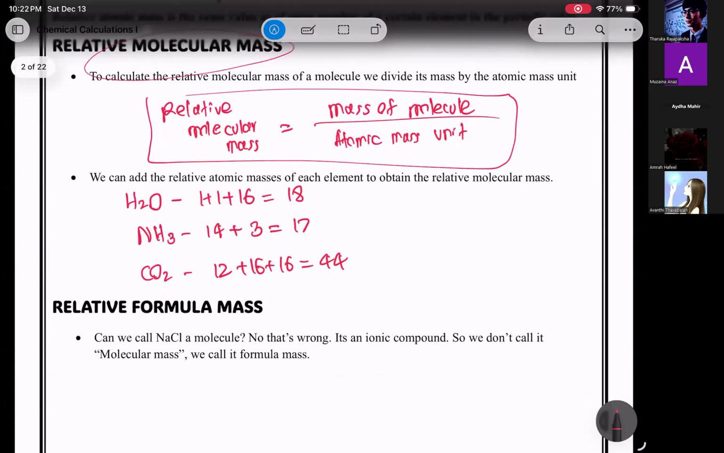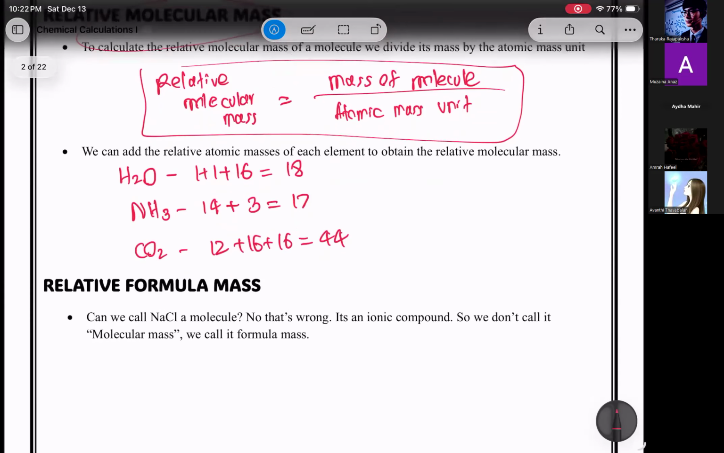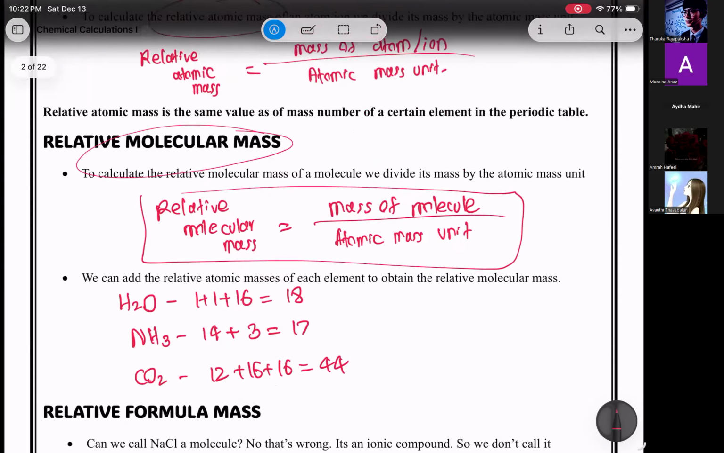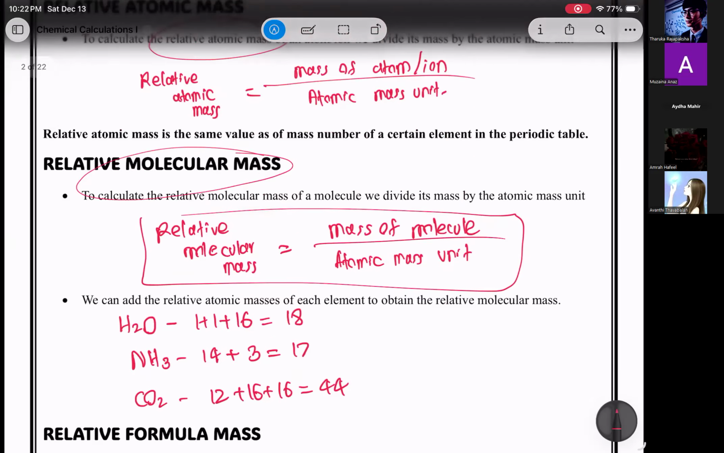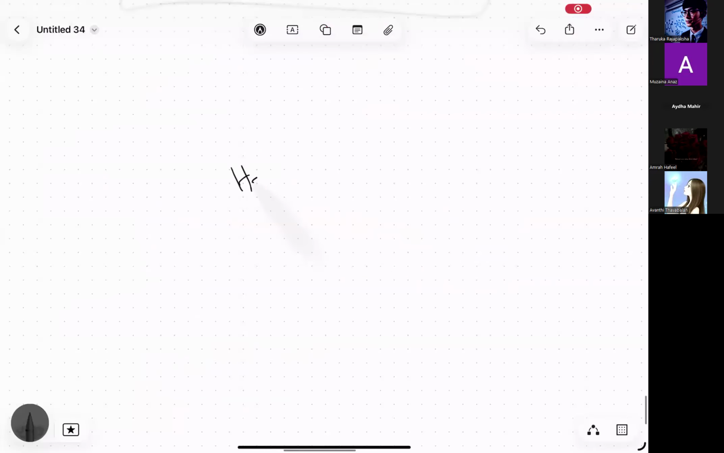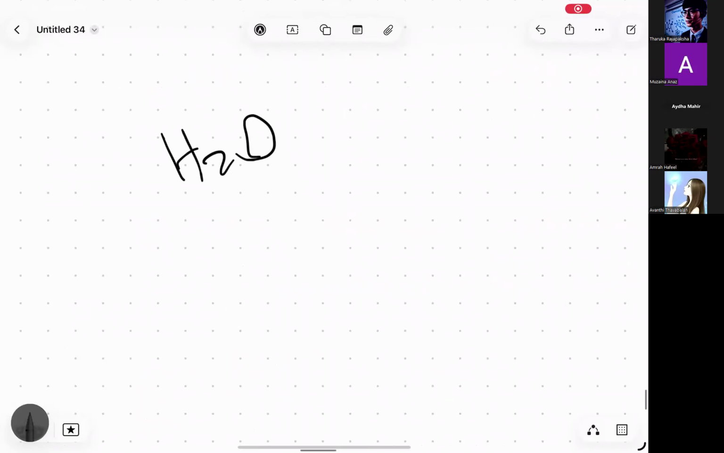Okay. Now the next topic, relative formula mass. Relative formula mass is the same as molecular mass. I want to ask you a question. Now, this is a molecule, of course, the H2O molecule. But do we call this one a molecule? Your answers, yes or no. Do we call NaCl a molecule? Sodium chloride molecule? Do you hear that? Tell me. Do you hear sodium chloride molecule? Drop me a message.